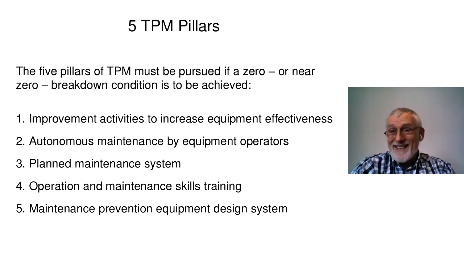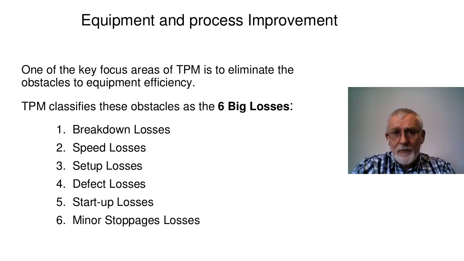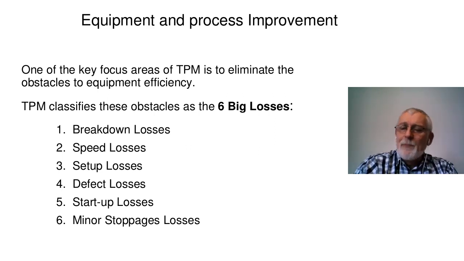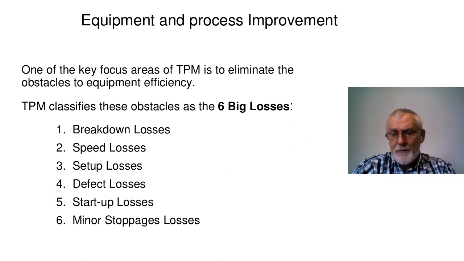We want to try and design into future equipment features that will reduce the amount of maintenance work, that will enhance the performance of the machine and such like. So let's go into each of these 5 in a little bit more detail. Equipment and process improvement. That really brings us into the 6 big losses, which I mentioned at the start of the tutorial. So these basically are categorized as breakdown losses, fairly obvious.